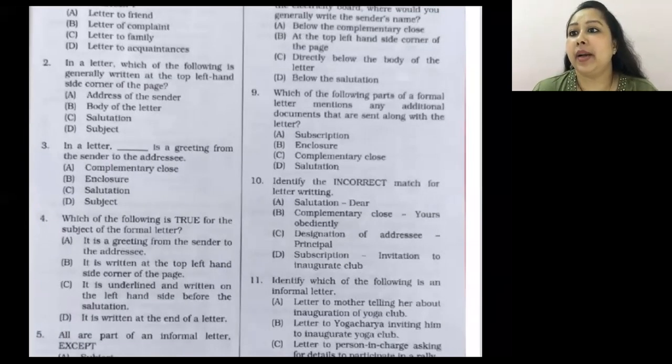Identify the incorrect match for letter writing, students. Which is the incorrect match? Salutation, you have the word dear. Complementary clause, you have yours obediently. Designation, you have principal. But subscription, do you have invitation to inaugurate club? This is incorrect English. It should be invitation for inauguration of the club, something that way. Okay, 11th one we have.